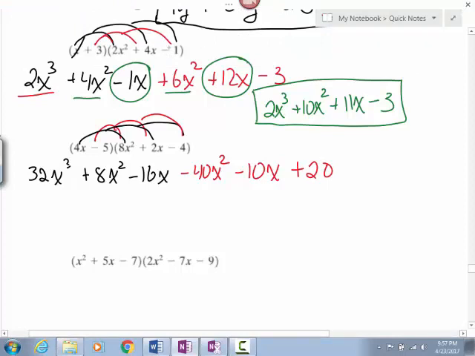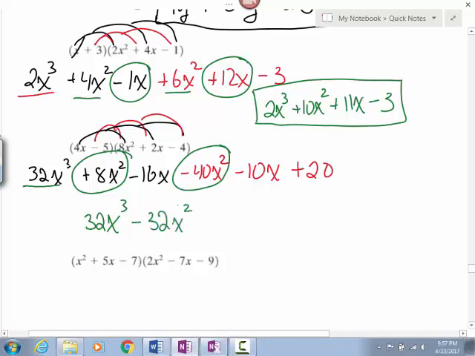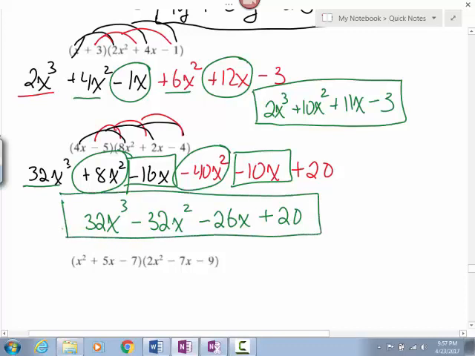Okay, so again, we only have one x to the third term, and it's this one here. So we'll go ahead and write that down, 32x to the third. Okay, our x squared, so we have a positive 8x squared and a minus 40x squared, which should leave us with a minus 32x squared. We have a negative 16x and a negative 10x to leave us with a negative 26x. And then finally, a positive 20. Great.